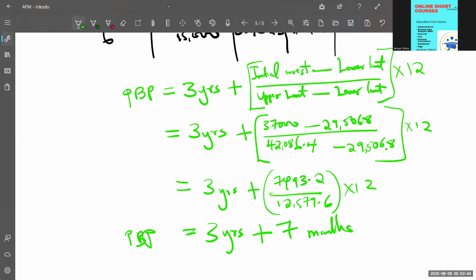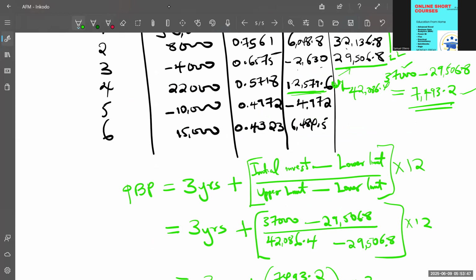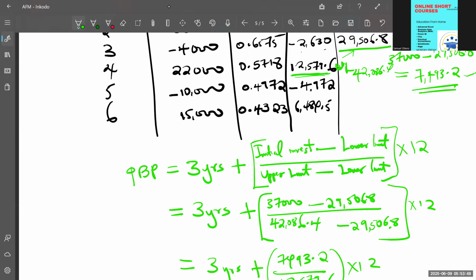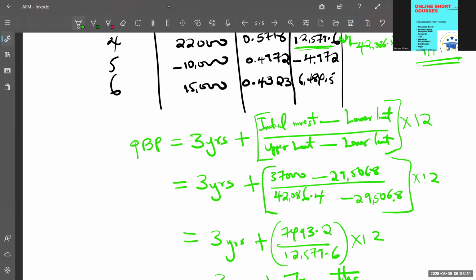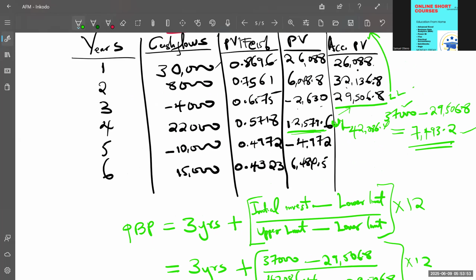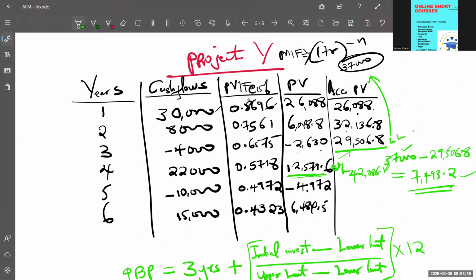Now, if you want to make a decision in comparing the period in which you are going to recover your investment from project X, between project X and project Y, you now have to make a decision because you are doing evaluation.